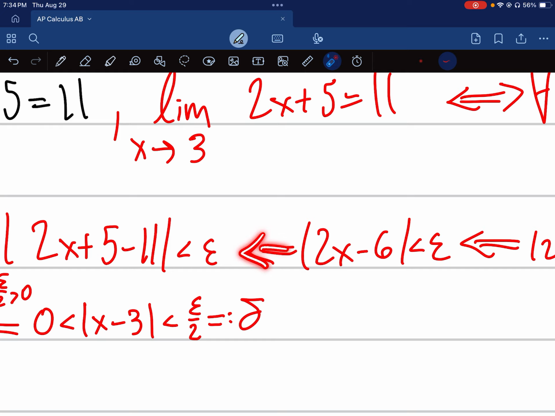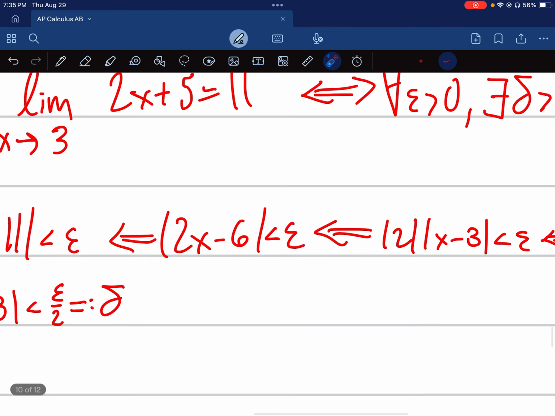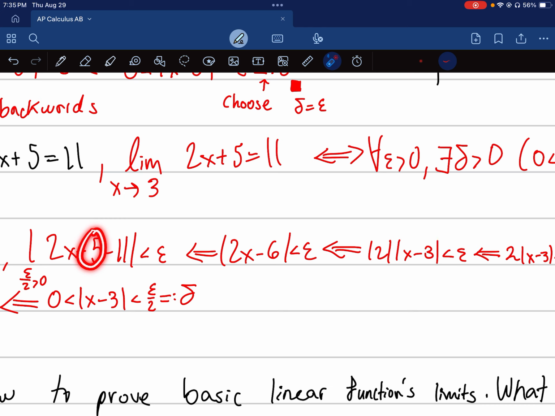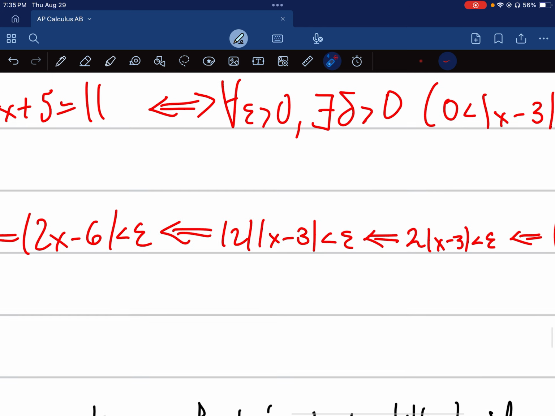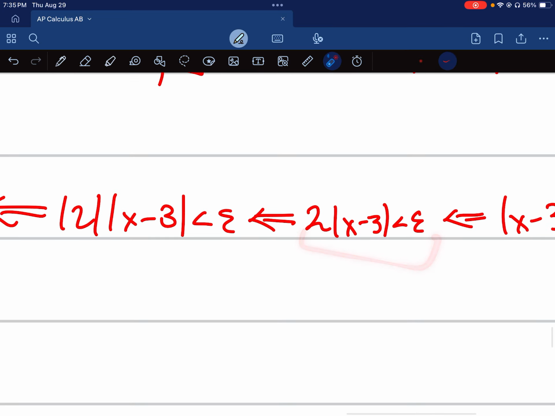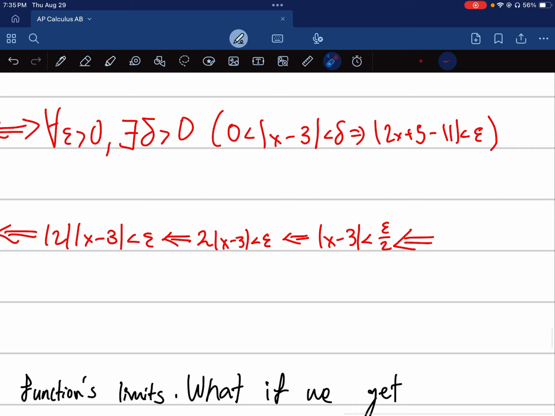Now we're going to draw a backwards arrow, which means that is implied by the fact that the absolute value of 2x minus 6 is less than epsilon. Positive 5 minus 11 is negative 6, which is implied by, we're going to factor out a 2, and use the multiplicative property to take it out. The absolute value of 2 times the absolute value of x minus 3 is less than epsilon. This step can be omitted. You don't have to do this step. You could just jump straight here. I'm just doing it for the sake of example.